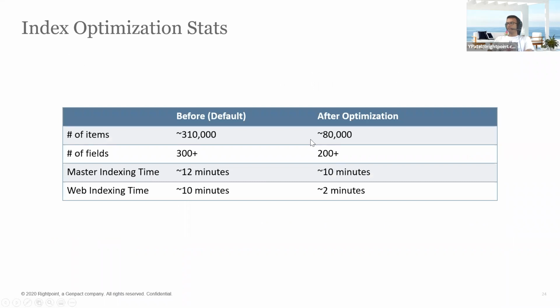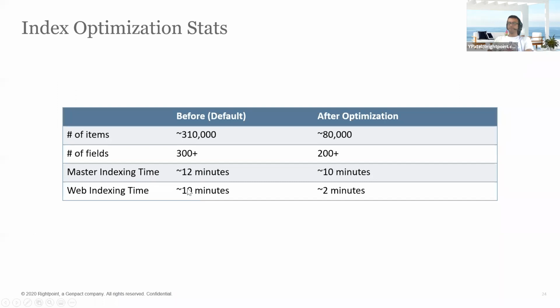These are the stats I was talking about. When we did not do any optimization, there were around 310,000 items. After optimization it went down to 80,000, and fields from 300 to 200. Master database indexing time was 12 minutes. It went down to 10 minutes.